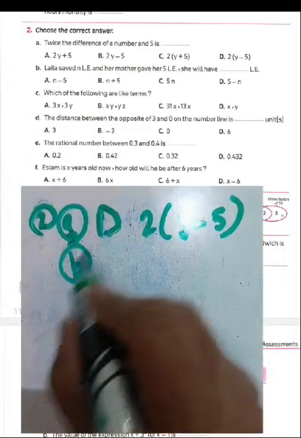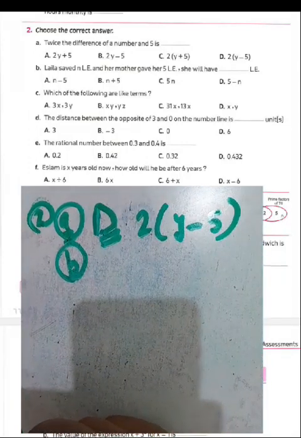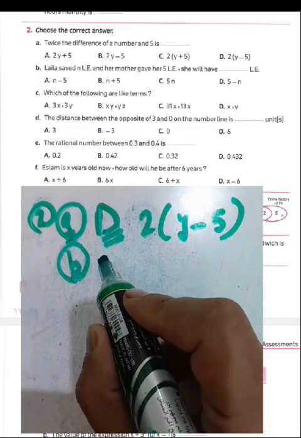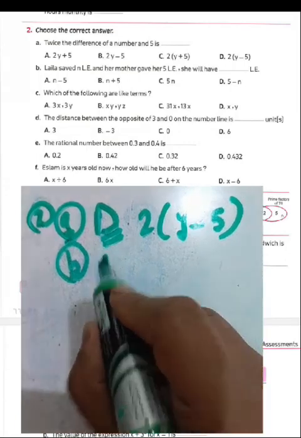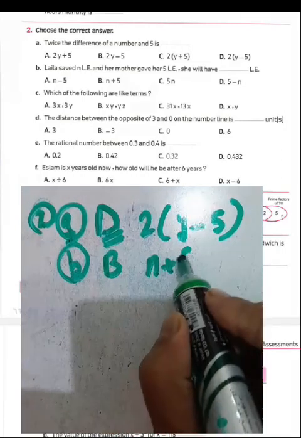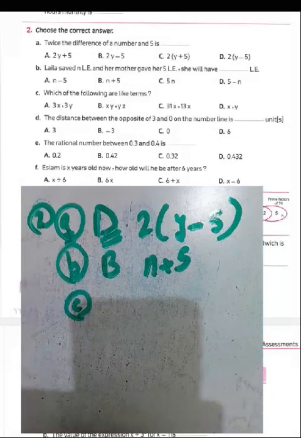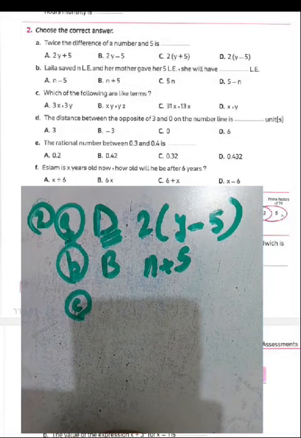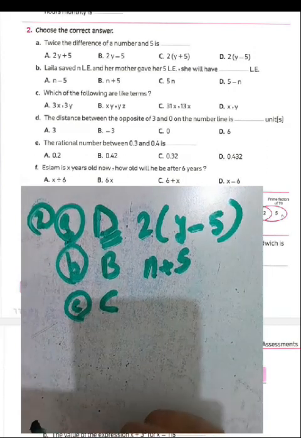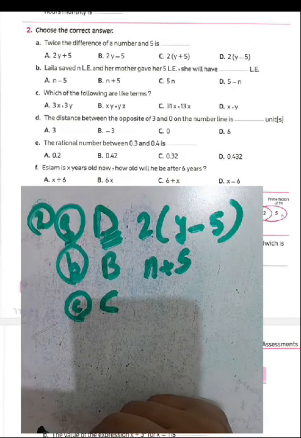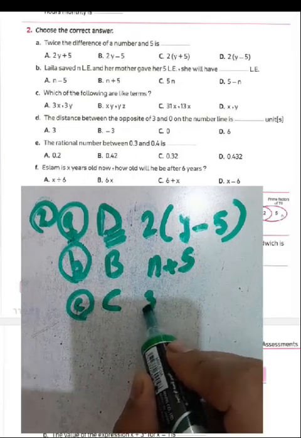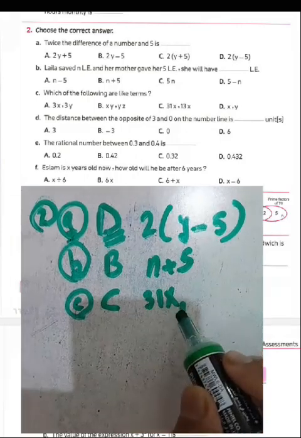Question letter B, Layla saved in Egyptian lira and her mother gave her 5 Egyptian lira. She will have 5 plus n. Choose letter B, n plus 5 or 5 plus n. Question letter C, which of the following are like terms? Like terms here will be 31x and 13x. Choose letter C.